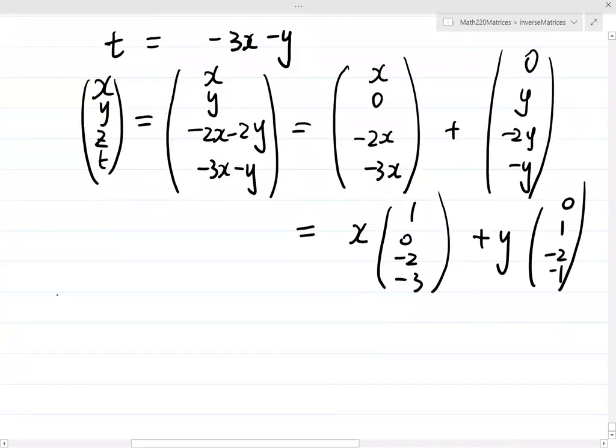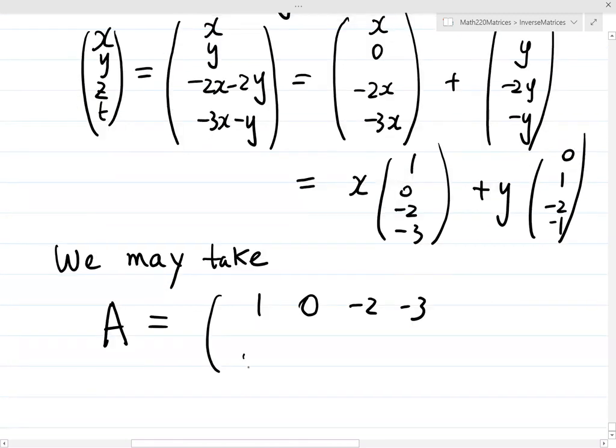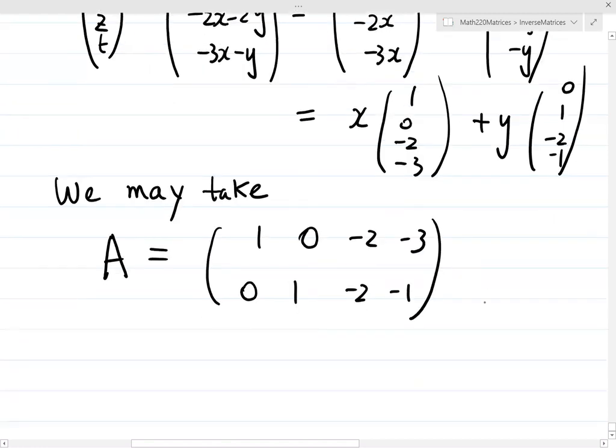So we may take A, for instance, take our A to be this vector, spanned by the 2 column vectors with linear combination x and y. So 1, 0, negative 2, negative 3. And 0, 1, negative 2, negative 1. Okay, you check this, rank A is 2.